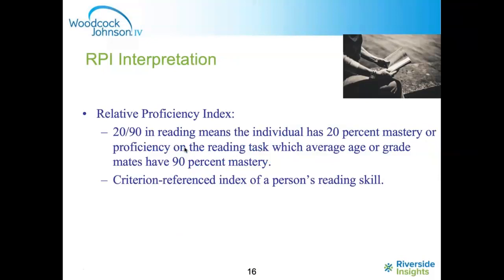The interpretation of the RPI is very straightforward. Just like the Snellen index, a 20 over 90 in reading means that the individual has 20% mastery or proficiency on a reading task in which the average grade mate would have 90% mastery. So again, it's a criterion referenced index of a person's reading skill.